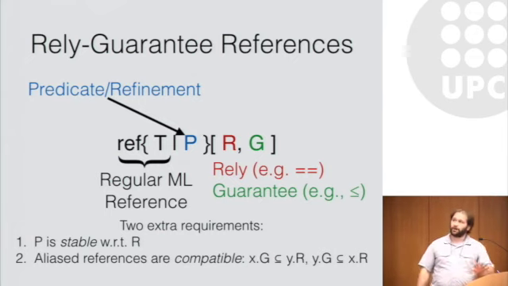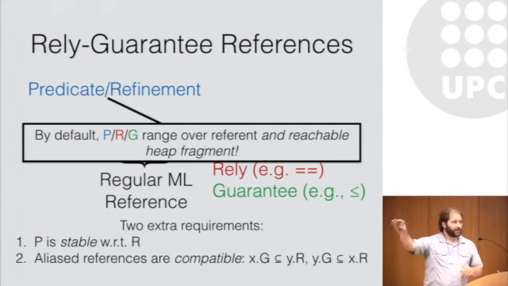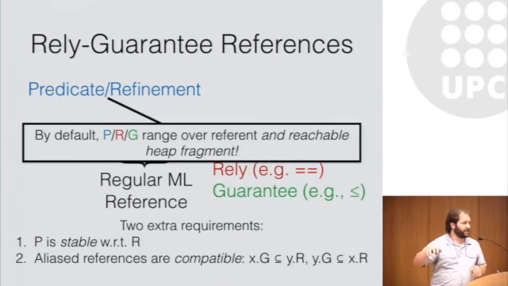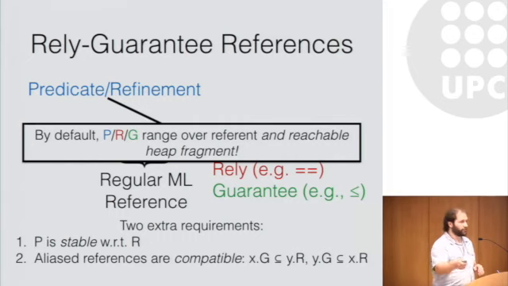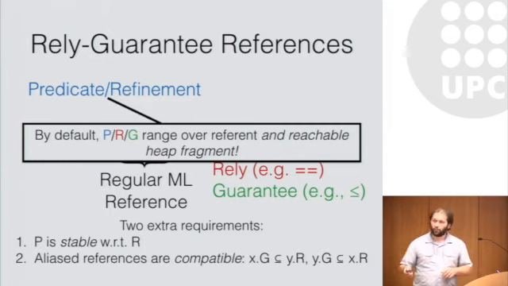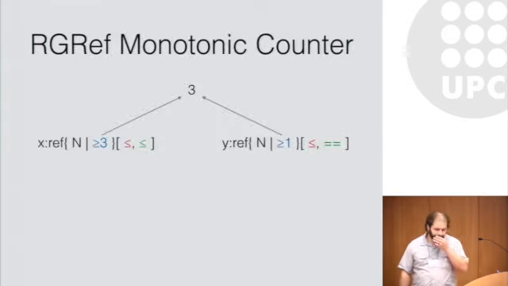A little wrinkle that I'm going to gloss over for now and I'll come back to later is the fact that this predicate, rely and guarantee in general actually range over both the immediate referent and the heap reachable starting from that heap cell. So if you have a pointer to the root of your data structure, you can talk about the whole data structure, which leads to a few complications that I'll come back to. Among them, the fact that this compatibility invariant is actually a bit more complicated. But for this talk, this is all the intuition you need.